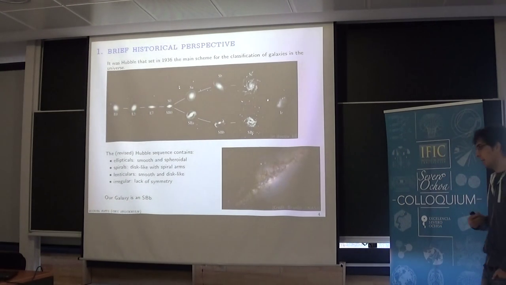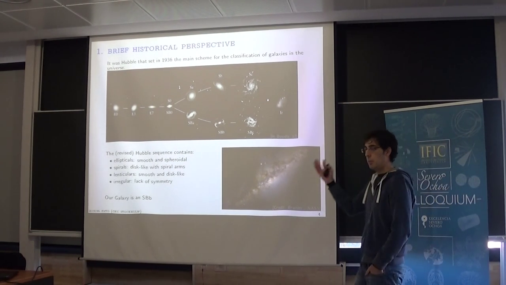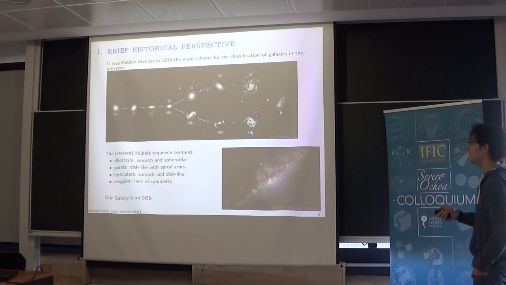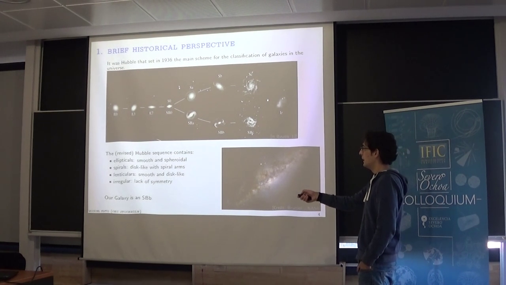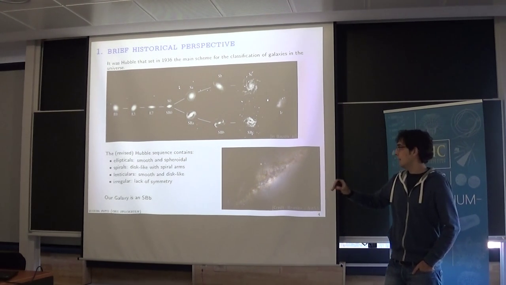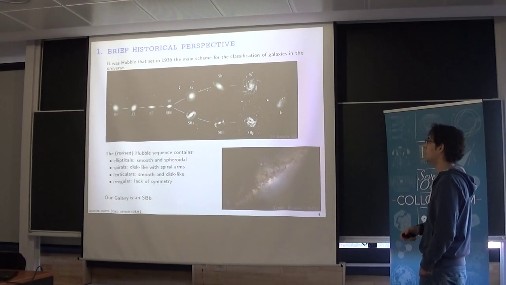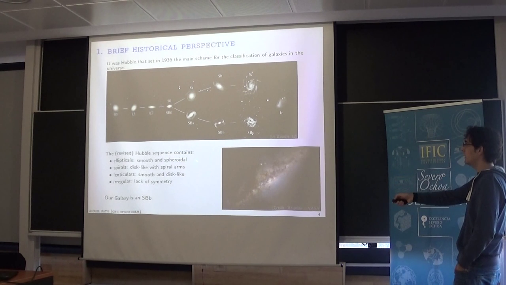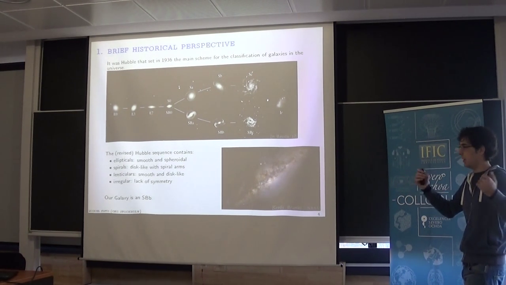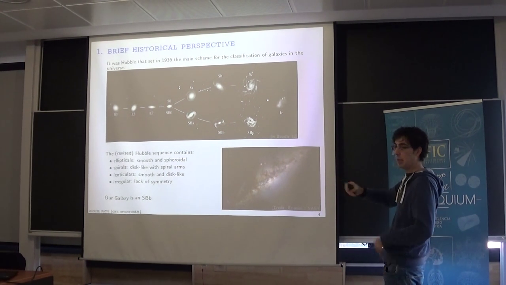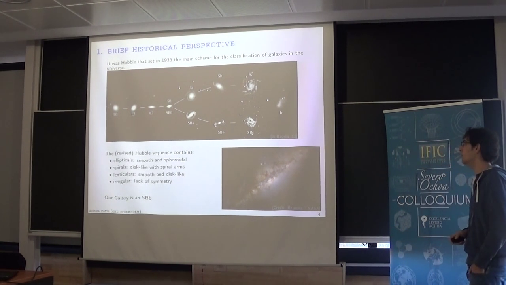So just to set the context, let me take a step back and remind you of the classification scheme of galaxies introduced by Hubble in 1936 and depicted here in this figure. To the left you have the so-called elliptical galaxies, which are smooth and spheroidal galaxies classified according to their ellipticity. And then we have spiral galaxies here that are disc-like and have spiral arms. There are two branches, a normal branch and a barred branch, where in the barred branch you clearly see a bar in the center of the galaxy.